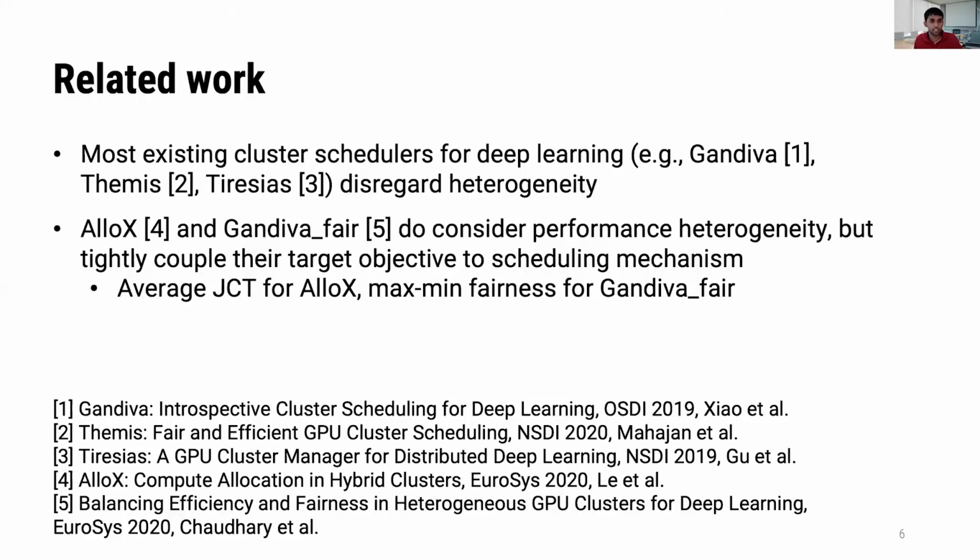Even though there's a rich line of work of cluster schedulers for deep learning workloads, we see that no previous work actually addresses both of these challenges. Cluster schedulers like Gandiva, Themis, and Tiresias disregard performance heterogeneity completely, while AlloX and Gandiva_fair, even though they do consider performance heterogeneity, tightly couple their target objective to the scheduling mechanism, making it hard to generalize to other policies.